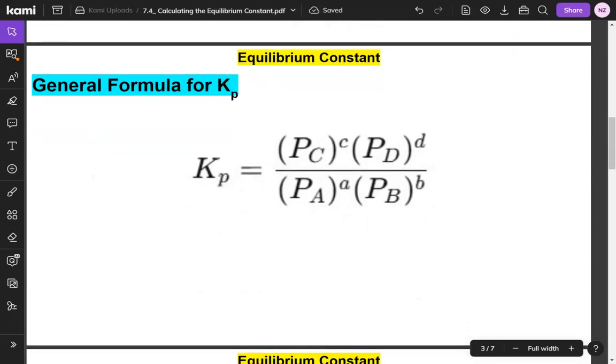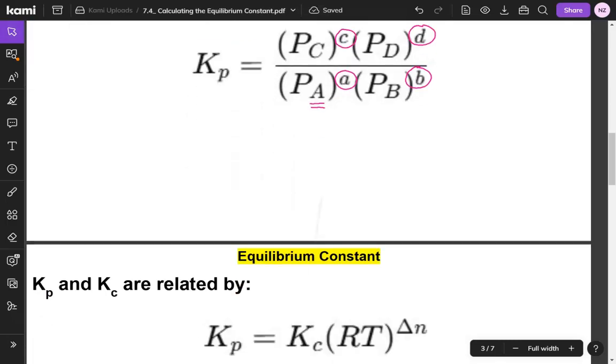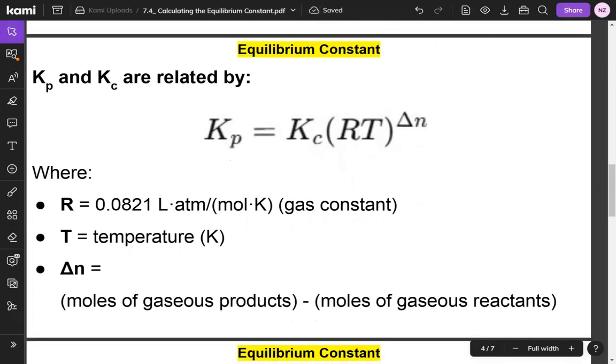Kp takes a similar form. However, when we write it out, it's going to be a capital P with a subscript for the partial pressure. And then just like before, the coefficients become exponents in our formula for Kp. So we're going to use Kp when we have partial pressures or units of atmospheres. Now Kp and Kc are related by this equation right here. Kp is going to be equal to Kc times RT, and we raise that to delta n, which is the moles of gaseous products minus the moles of gaseous reactants.